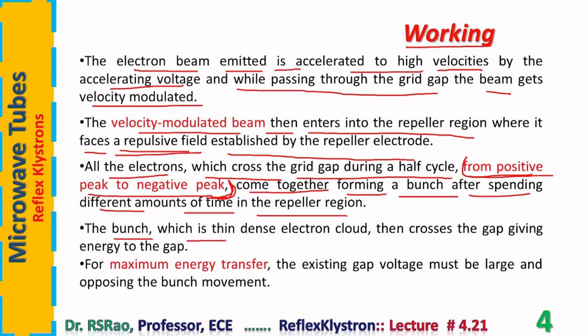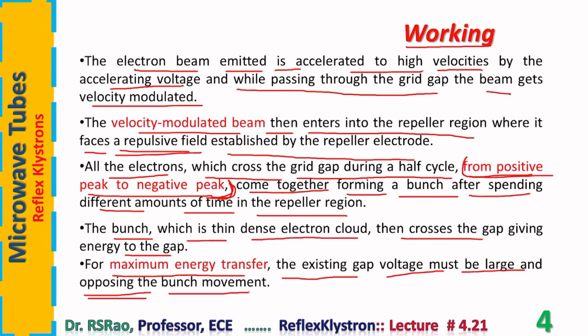The bunch, which is a thin, dense electron cloud, then crosses the gap, giving energy to the gap. For maximum energy transfer, the existing gap voltage must be large and must be opposing. This is an important aspect: opposing the bunch movement.